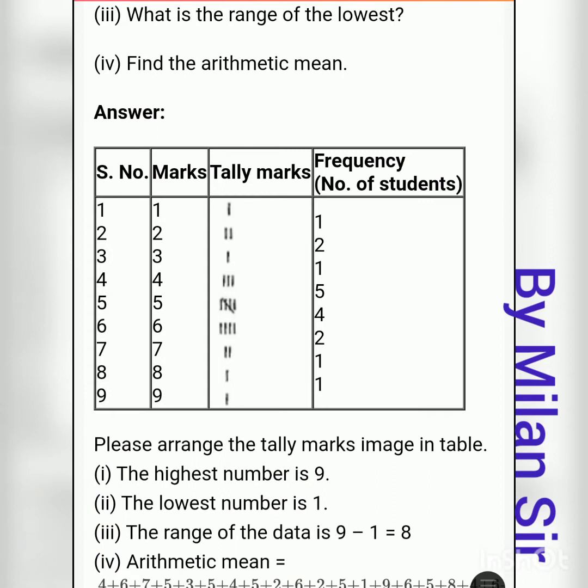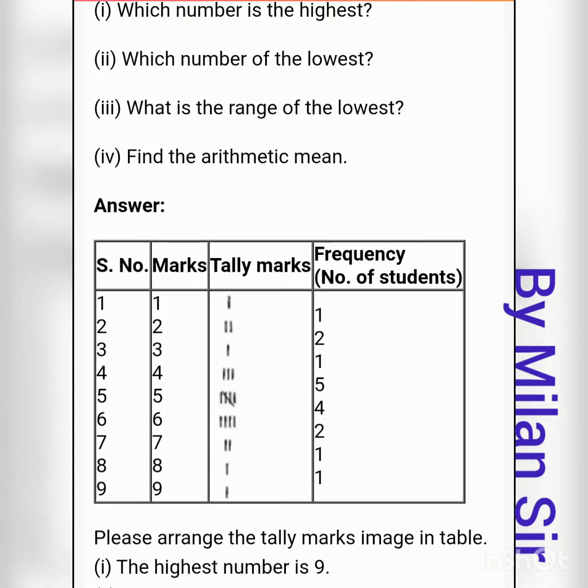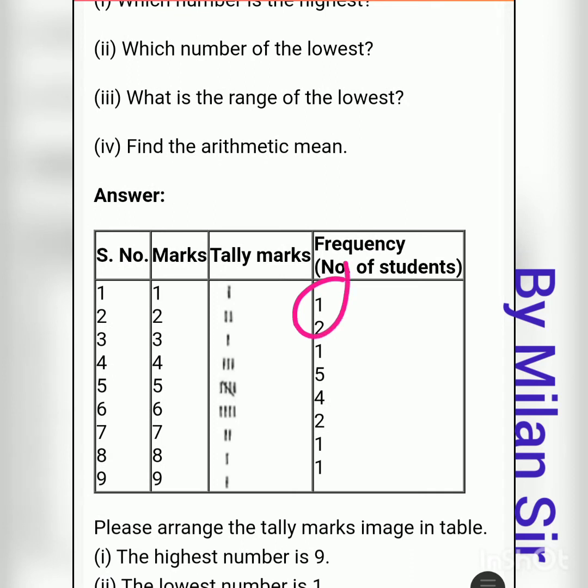Now we need to find the total of the frequency. So 1 plus 2 is 3, 3 plus 1 is 4, plus 3 is 7, plus 5 is 12, plus 4 is 16, plus 2 is 18, 19, and 20. So the total frequency is equal to 20. It means total 20 observations are there.